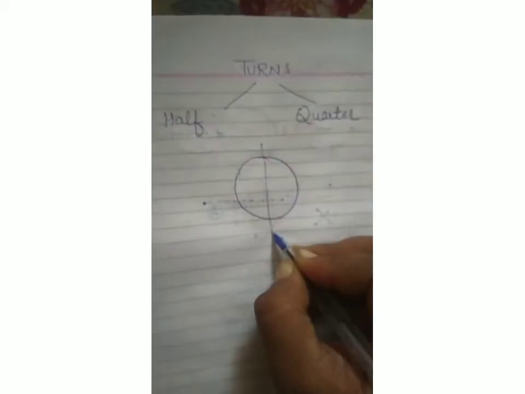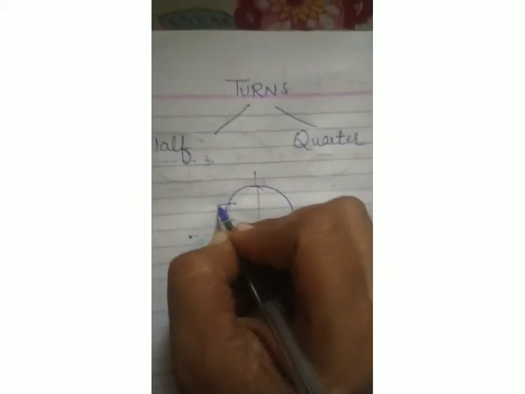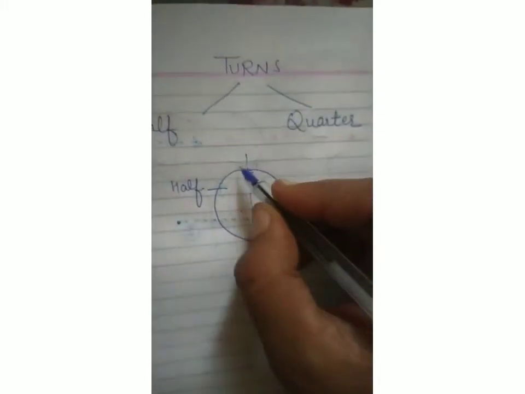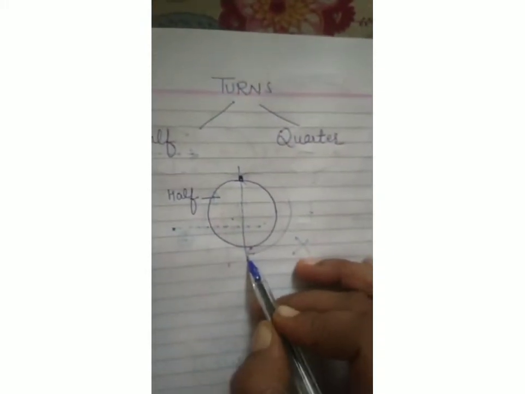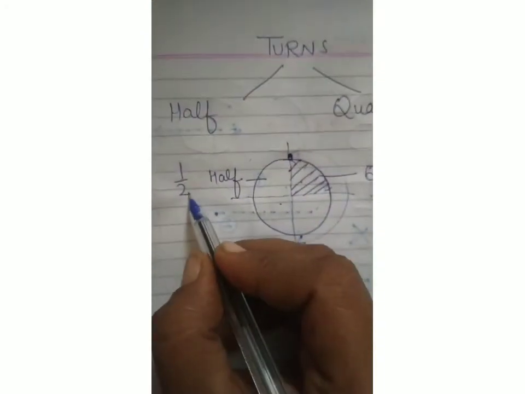See, this is one whole. When I divide it into 2 equal parts, this part is called half. Okay? So if I keep something over here and take it till here, that is called half turn. If I divide it again into half, this particular part is called quarter. Quarter means 1/4, that is the 1/4 part of the whole. Half is 1/2, that is half part of the whole.